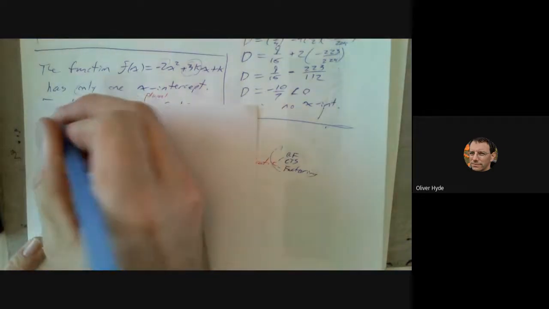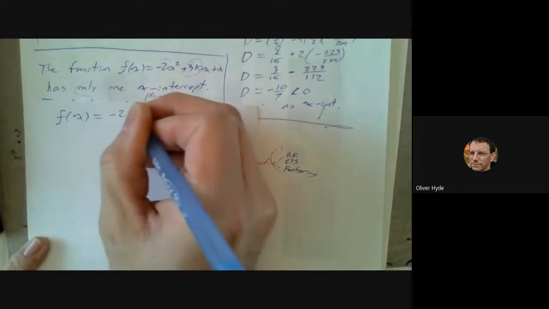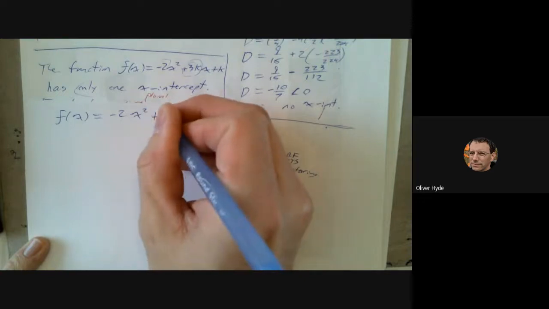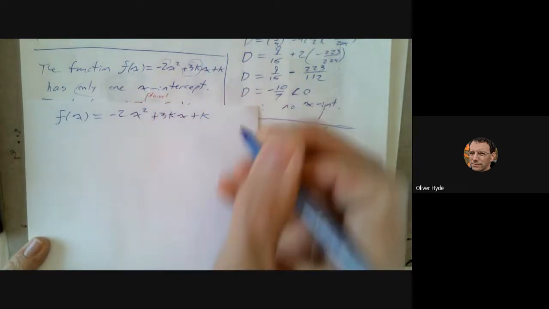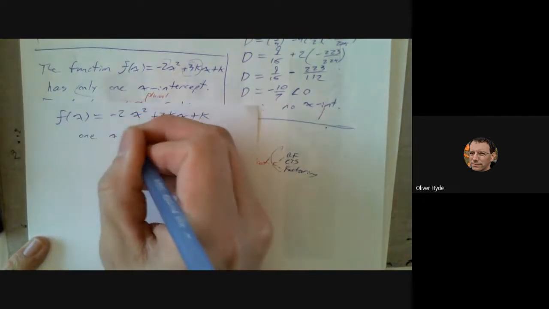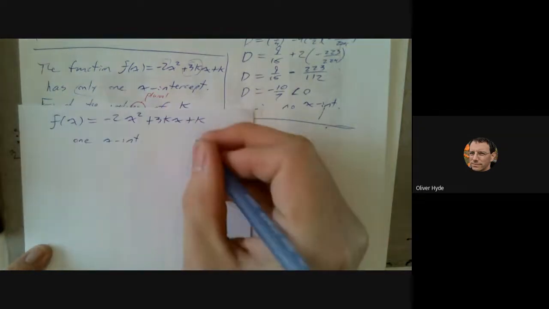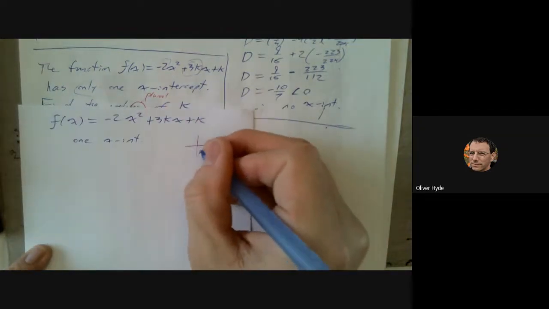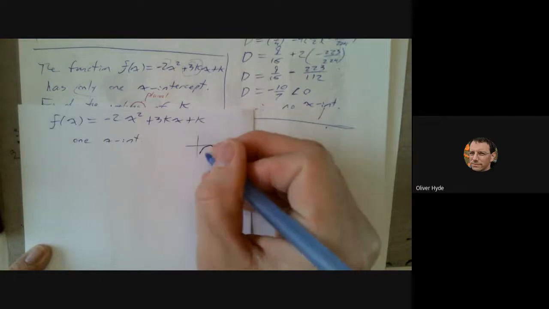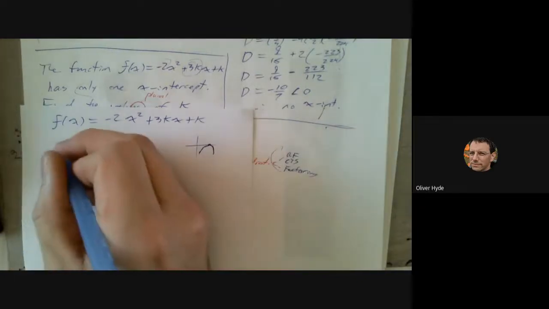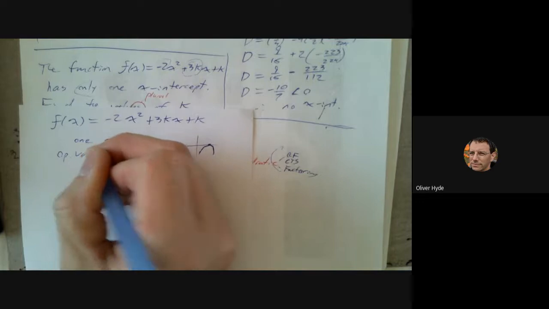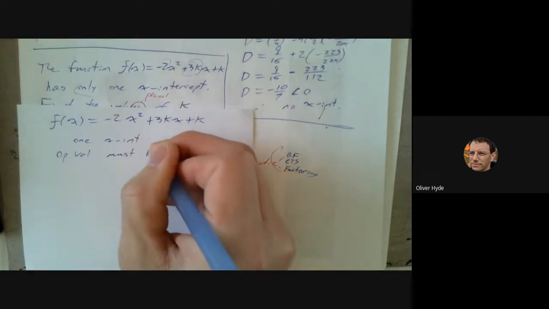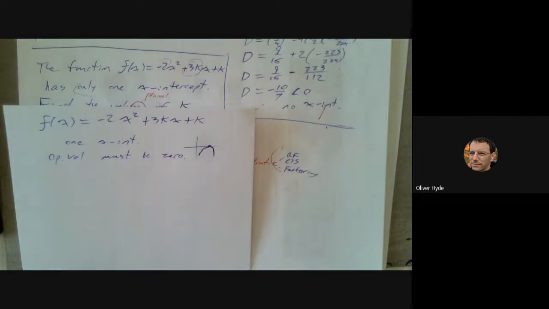So let me just copy this down here. We've got negative 2x squared plus 3kx plus k. And if there's only one x-intercept here, I think I'm working more sort of visually. That means that whether it's on this side or this side, I'm not so sure, that means that my optimal value must be 0. So that's going to be my strategy to this approach. I'm going to find an expression for the optimal value, and I'm going to set it equal to 0.